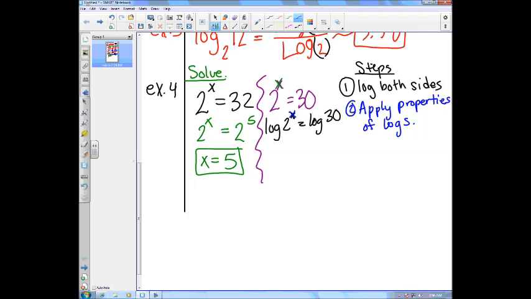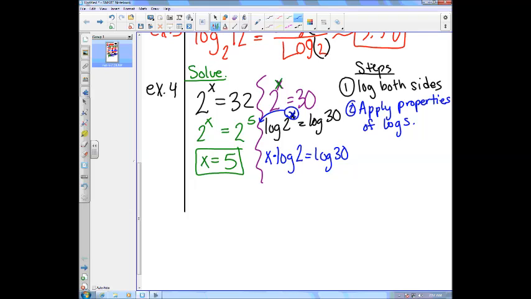We're going to make it into a single log, which means the exponent goes where? Where does the x go? In the front, like the power rule. If we have a double exponent, it's the power rule. You bring it down in front, and what operation do we attach it to the log with? Multiplication. x times, and use a dot for times so you don't get confused because we have an x there. x times log 2 equals log 30.